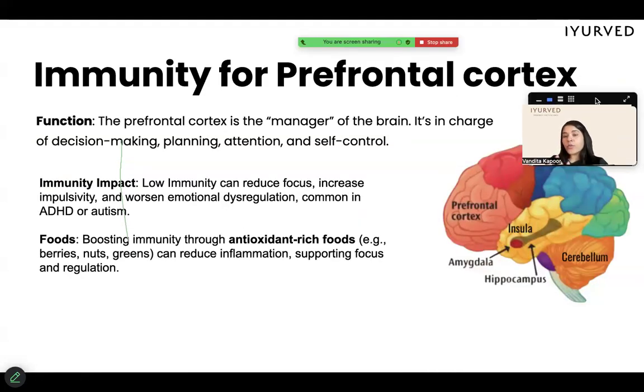Now I will take you through these five parts very, very quickly as to how is immunity impacting these five parts. Prefrontal cortex, you already know, the manager of the brain, which is making sure that you take the right decision, you have attention, you have self-control, focus, learning, everything. A low immunity will obviously lower down all these things, low focus, low decision-making power, low learning. What you have to keep in mind to build immunity for prefrontal cortex is to consume foods which are rich in antioxidants. We have touched upon this earlier, and these foods generally are nuts and anything which is green leaf. Berries, which you can get in India, stick to those. These kind of foods will help you build immunity for your prefrontal cortex.